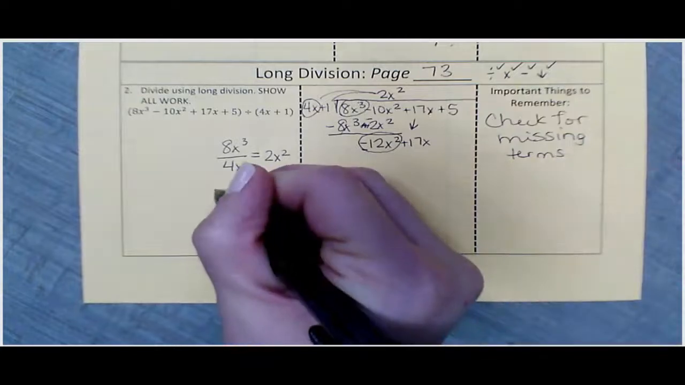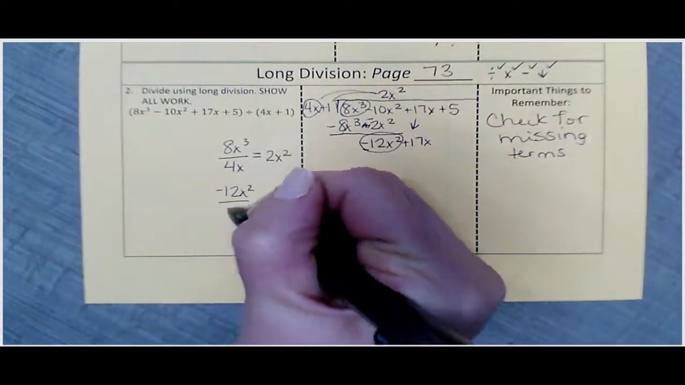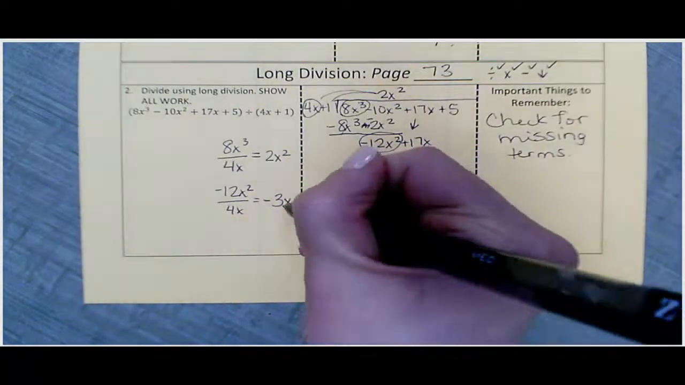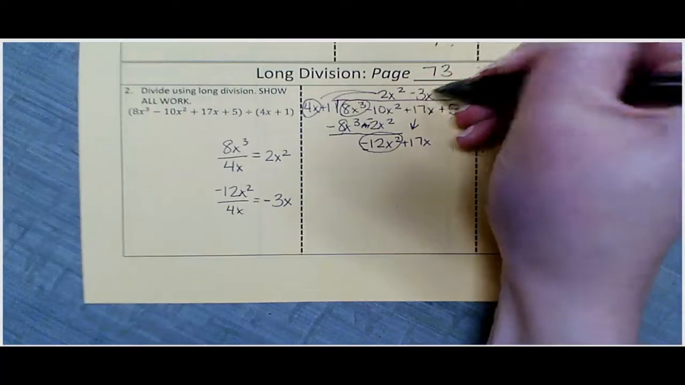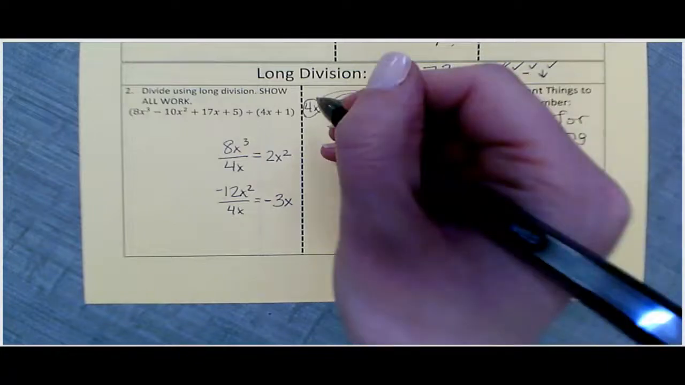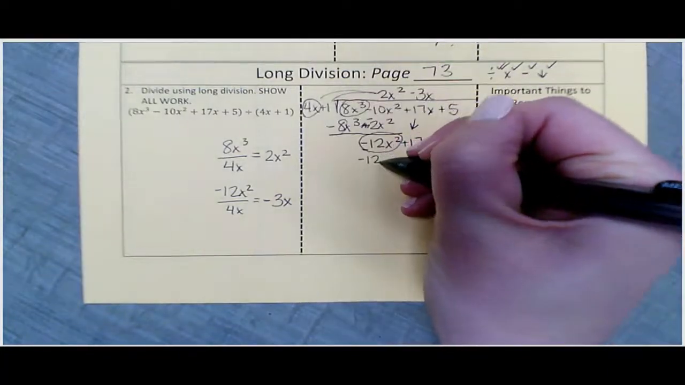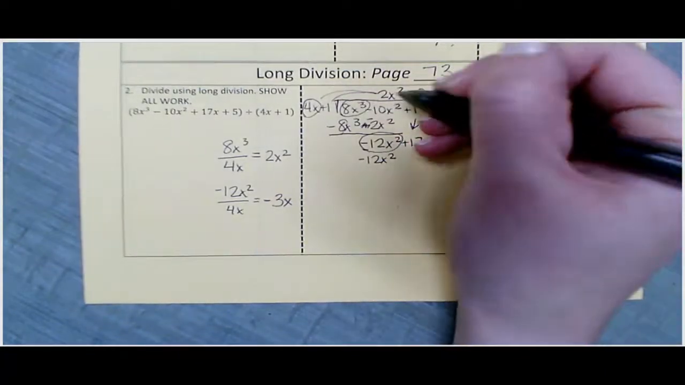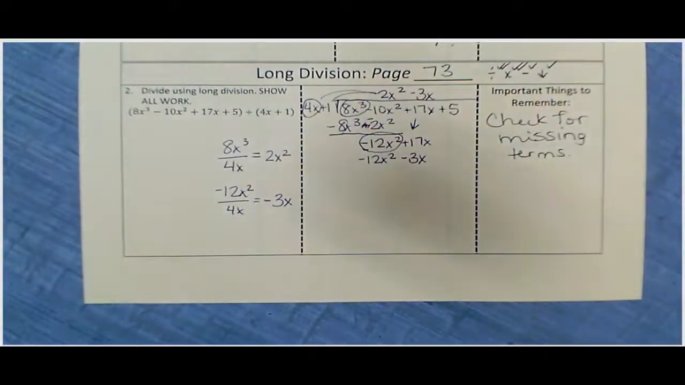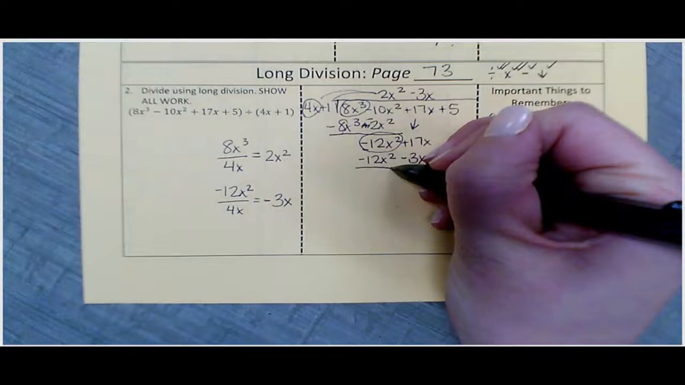So you're going to divide negative 12x squared divided by 4x. The negative stays. 12 divided by 4 is 3. X squared divided by x is x. So minus 3x will go on the top. I'm going to multiply. Negative 3x times 4x is negative 12x squared. And negative 3x times 1 is minus 3x. So I multiplied. I want to subtract, so I'm going to draw the line.